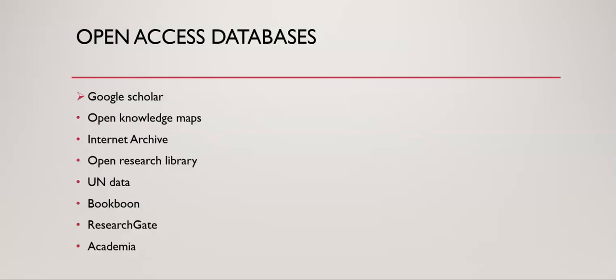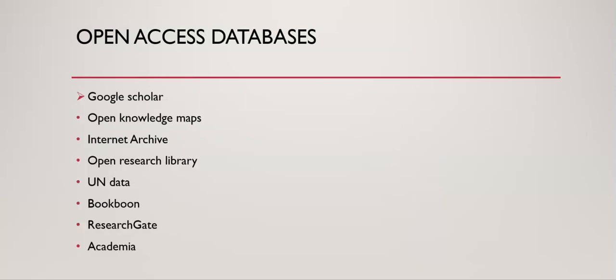Then we have also open access databases. We are talking of Google Scholar, Open Knowledge Maps, Internet Archive, Open Research Library, UN Data, Bookboon, ResearchGate, Academia.edu. All these are databases that if you just go on Google and type any of them, the chances of you getting information are very high. So yeah, that's another section of open access resources databases.